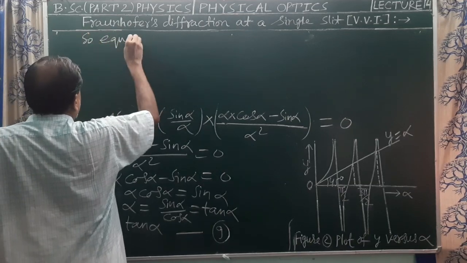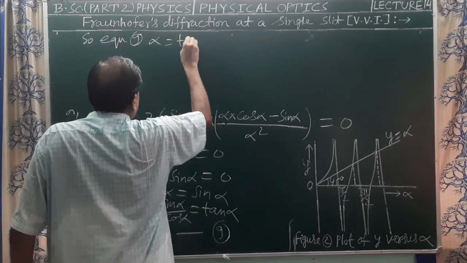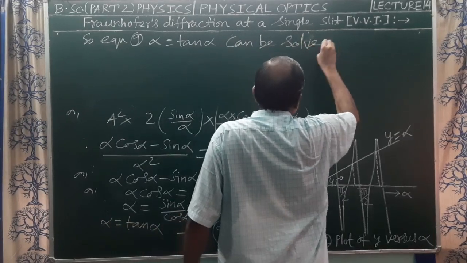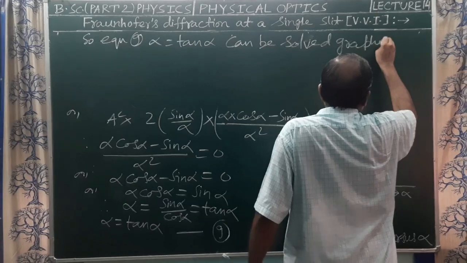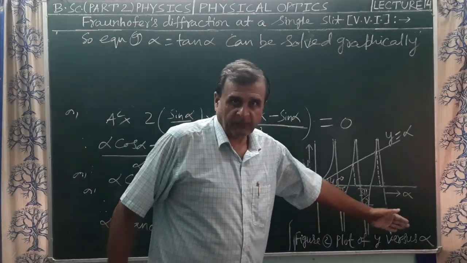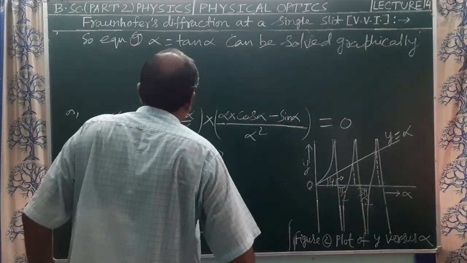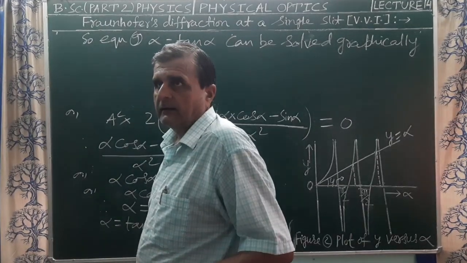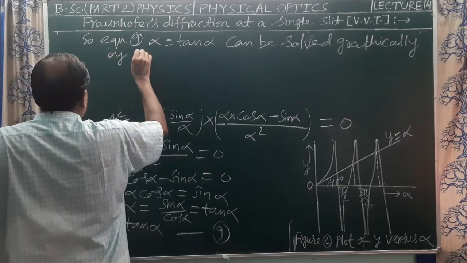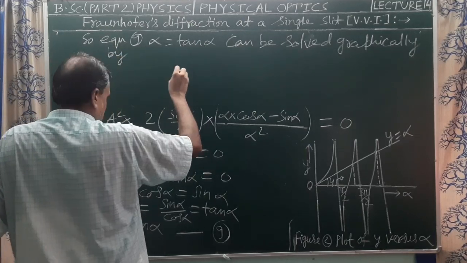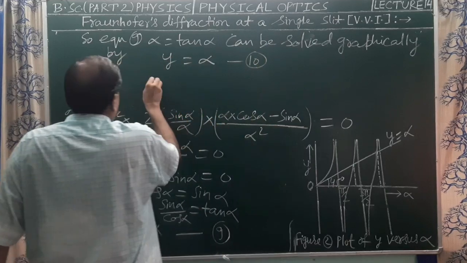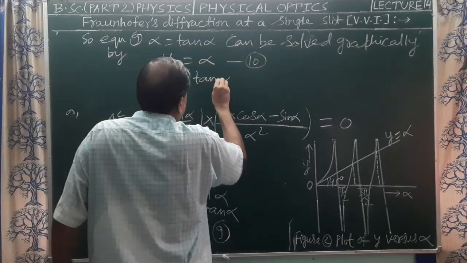So equation 9, that is alpha is equal to tan alpha, can be solved graphically, which we have represented in the plot of y versus alpha in figure 2. Graphically, by taking two curves or two equations, y is equal to alpha, say it is equation number 10, and also y is equal to tan alpha, say it is equation number 11.